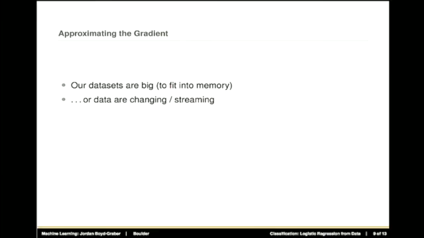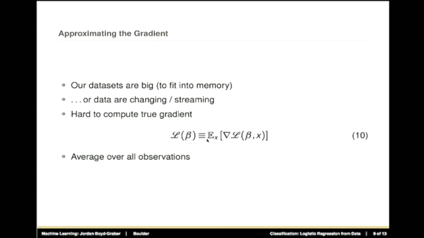Okay, so another challenge is that our data sets are often very large. And they don't necessarily fit into the memory of a machine, or our data are changing or streaming over time. So in those cases, it's very hard to compute the true gradient. And in the true gradient, you're averaging over all of the observations. So remember, we have the sum over all of the examples. That's hard to do when your data don't fit on a single machine.